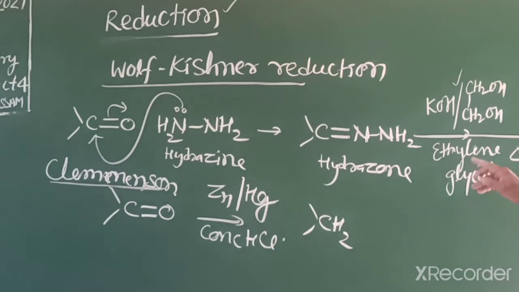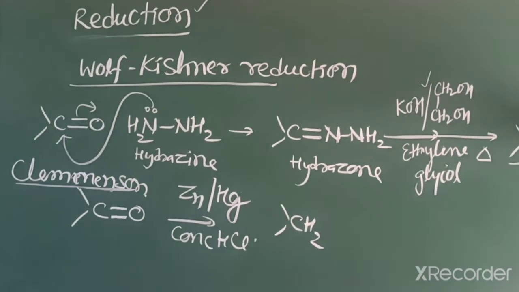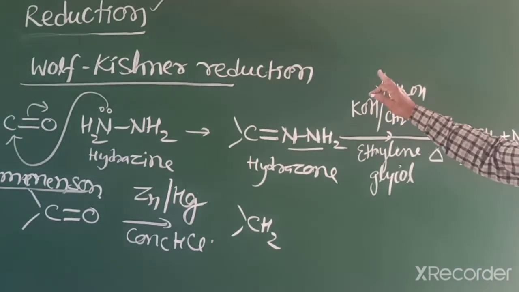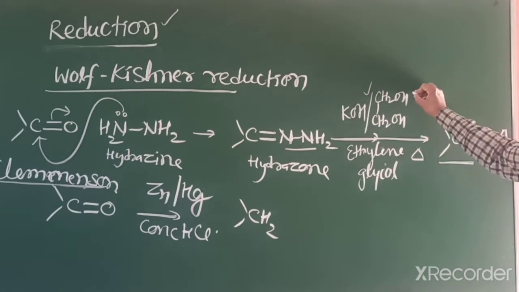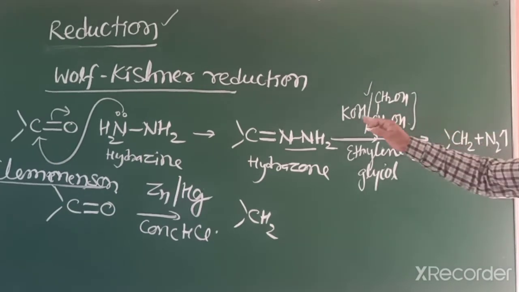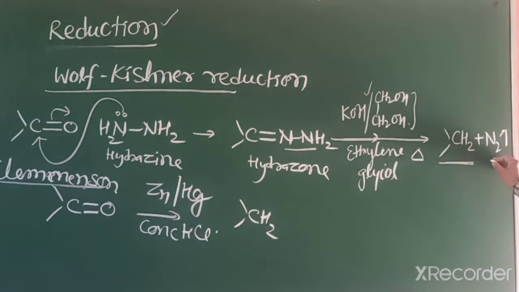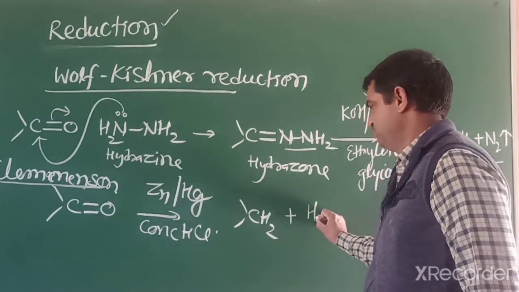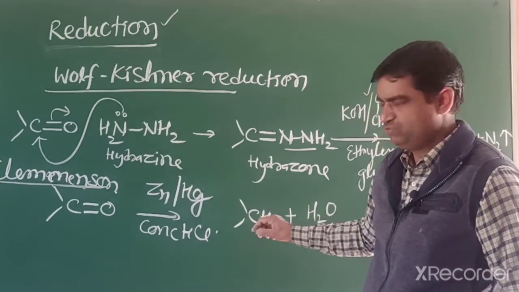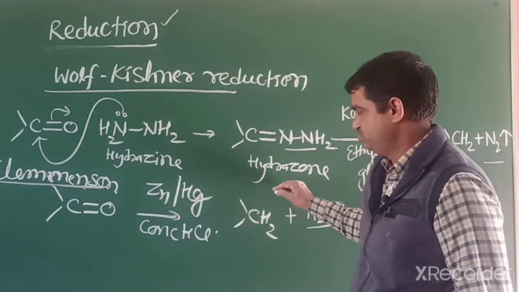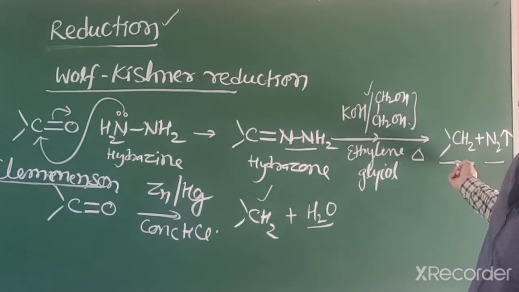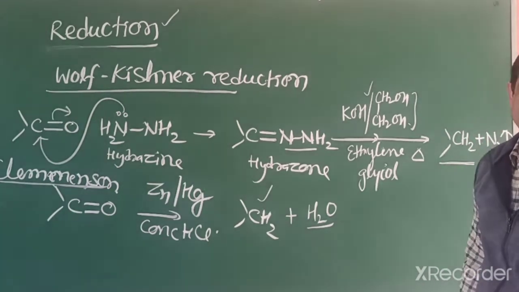In Wolff-Kishner reduction, nitrogen gas is also released in this reaction, because when heated with potassium hydroxide or sodium hydroxide in the presence of ethylene glycol, the carbonyl changes into hydrocarbon and nitrogen gas is released. And in Clemmensen reduction, water is easily removed. But we have to write the main product. If you write carbonyl into hydrocarbon, that is also correct. And in Wolff-Kishner reduction, nitrogen is obtained as a byproduct.